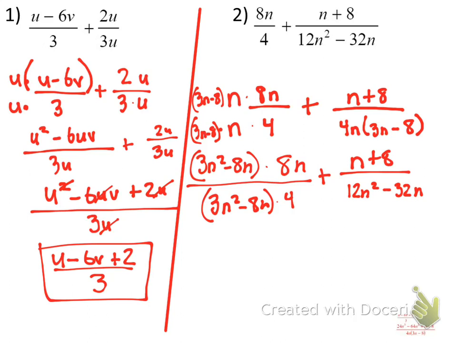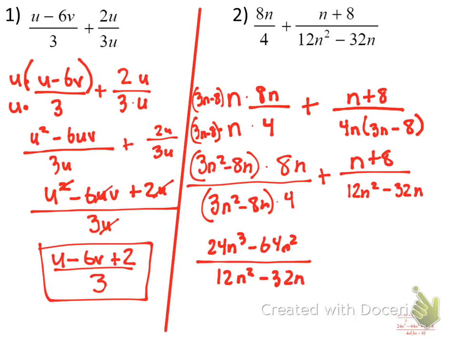Left-hand side again, multiply. We're multiplying 8n with this binomial here, so it's going to be 24n squared, or n cubed, I'm sorry, 24n cubed minus 64n squared over 12n squared minus 32n.